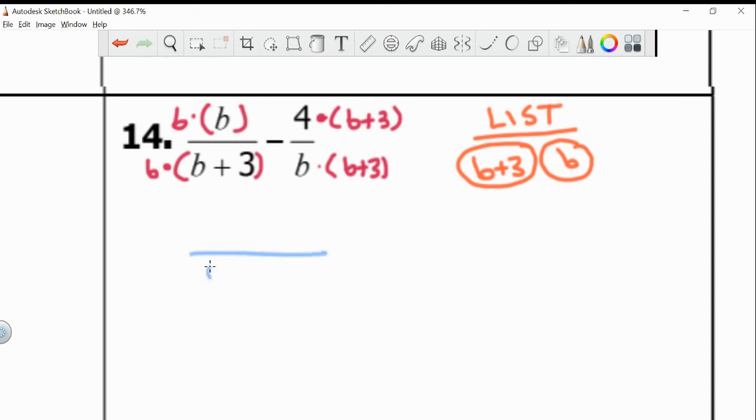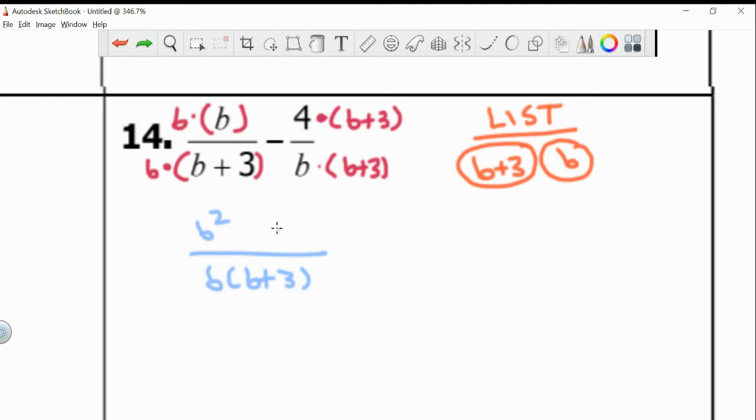So now we've got common denominators, b and b plus 3. On the top, we've got b squared. Over here, again, it's getting a little tricky. We've got to sort out all this PEMDAS. I've got to make sure that I don't forget this minus sign, and I've got to handle the 4 times b plus 3.